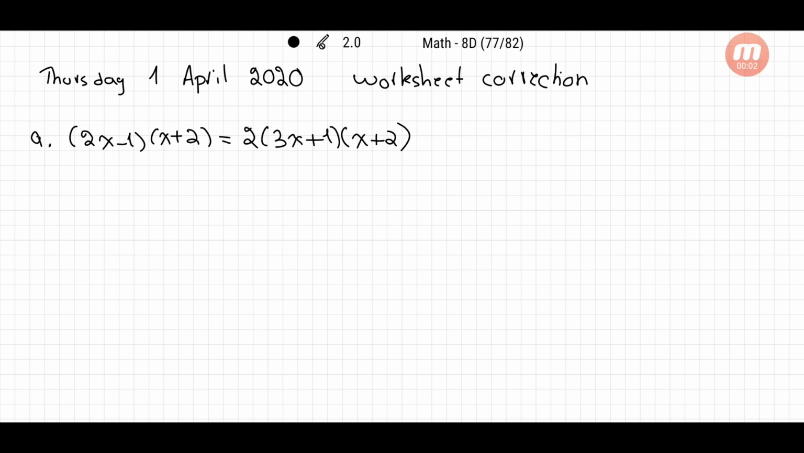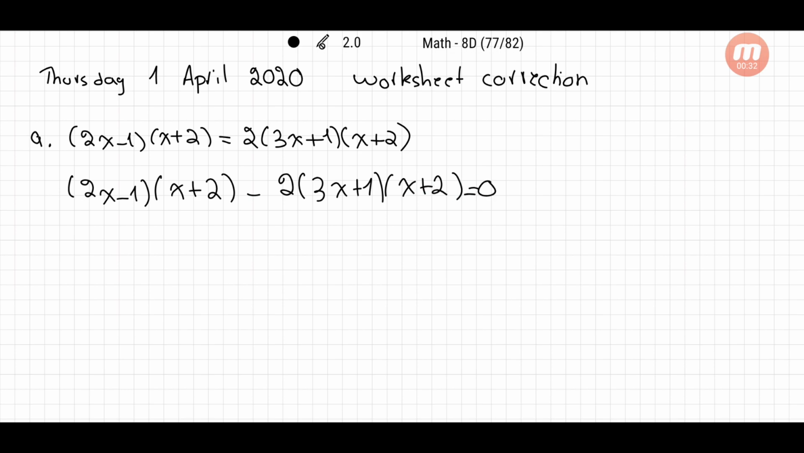Hello guys, we will first correct the homework of Thursday 1 April, and I need to solve (2x − 1)(x + 2) = 2(3x + 1)(x + 2). I need to rearrange all my equation on one side and make it equal to 0, so (2x − 1)(x + 2) − 2(3x + 1)(x + 2) = 0.